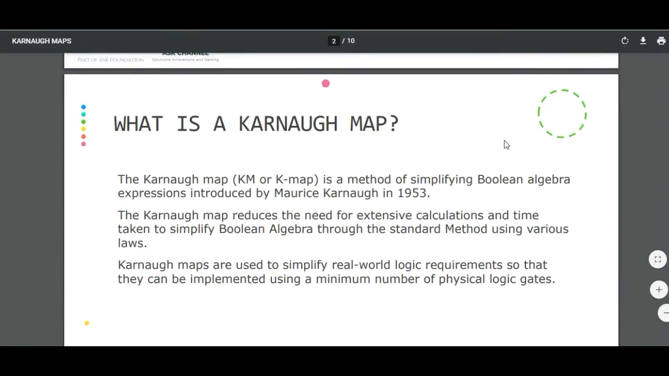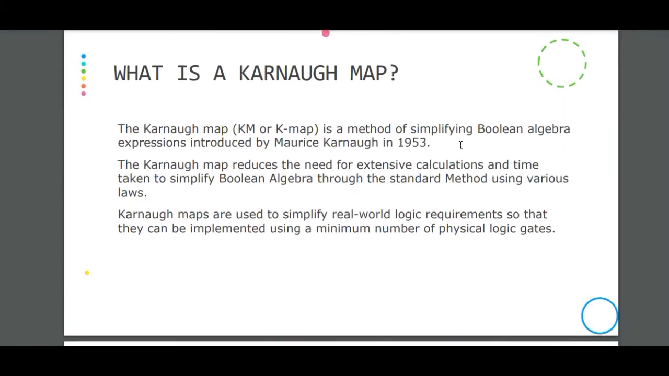So what is a Karnaugh map? The Karnaugh map, which is also called a K-map, is a method of simplifying Boolean algebra expressions introduced by Maurice Karnaugh in 1953. As I said, it is an easier method of simplifying Boolean algebra expressions through a table, a tabular format, rather than solving it in a normal method.